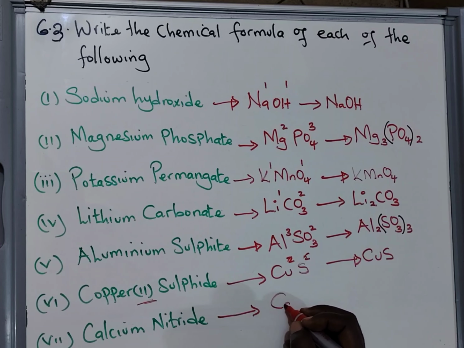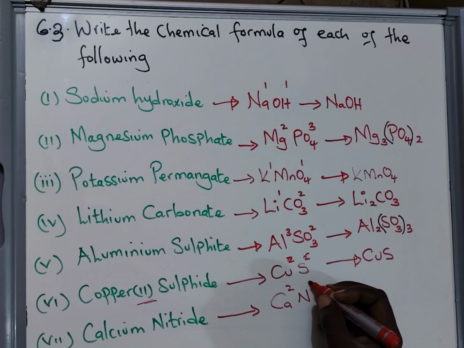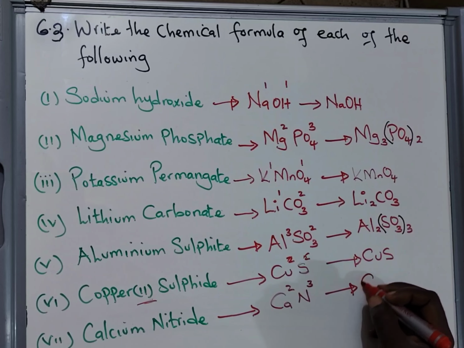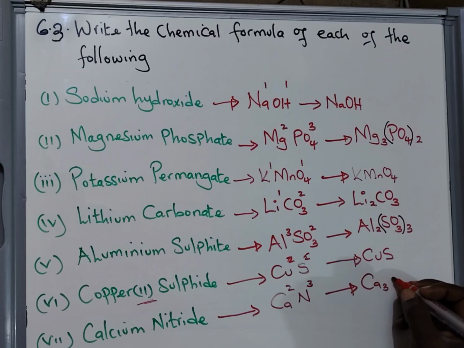Then lastly, we have calcium nitride. It is Ca valence 2 because calcium is group 2. Then nitride is simply N, but it's valence 3. What we get out of this is going to be calcium. After exchanging the valence, you have the 3, and the N, you have the 2.